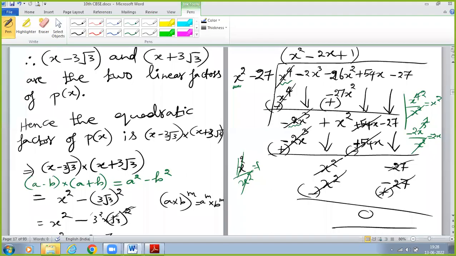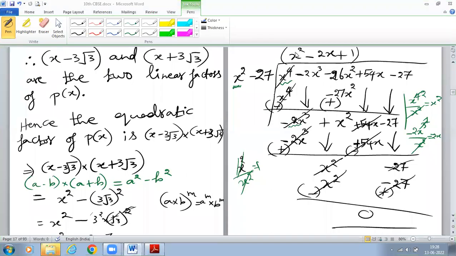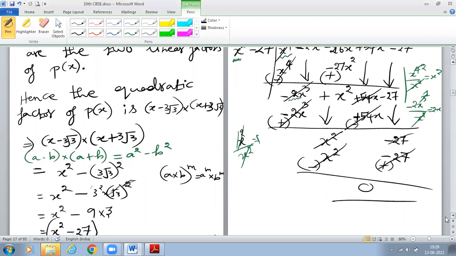I'll start recording. Now the quotient is x square minus 2x plus 1. This quotient is the other quadratic factor of the given polynomial of degree 4. I'll write the next step now. So x square minus 2x plus 1, right?